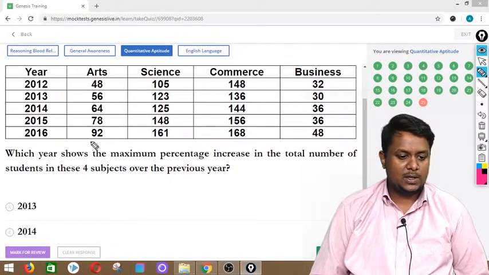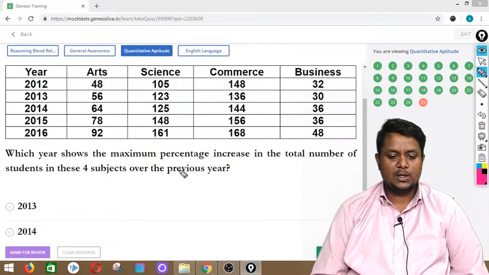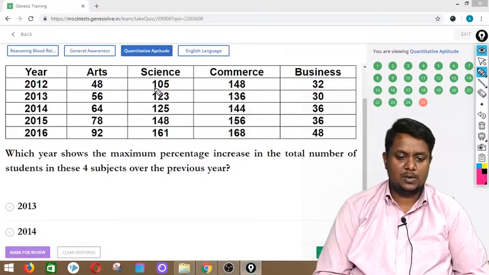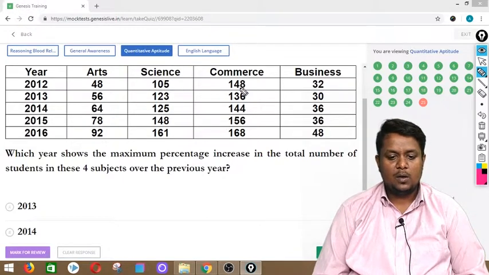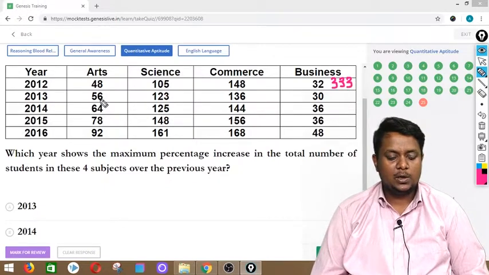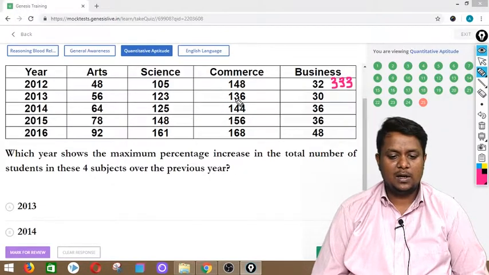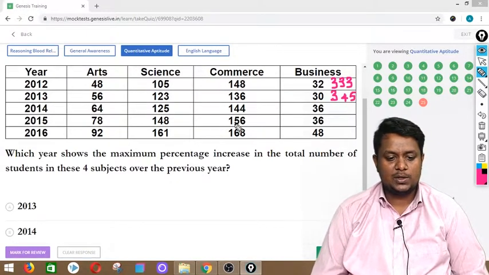So the last question is, which year shows maximum percentage increase in total number of students in these 4 subjects over the previous year? Now if you see, the total number of students in all the 4 subjects together in year 2012 is 48 plus 105 is 153, 153 plus 48 is 301, 301 plus 32 is 333. 333 students were there. In 2013, 56 plus 123 is 179, 179 plus 100 is 279, 309, 315, 345 is the total number of students in 2013.